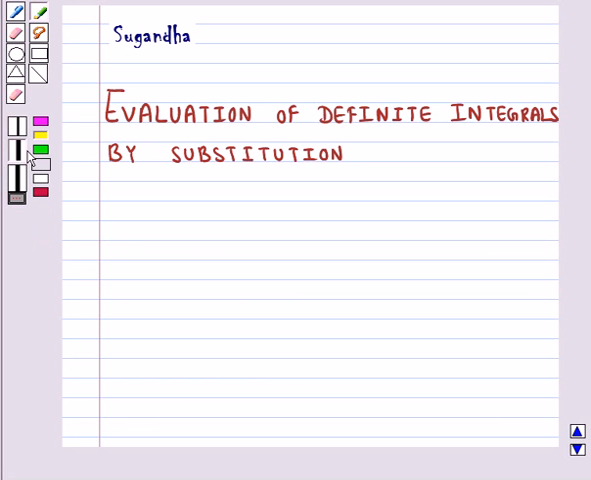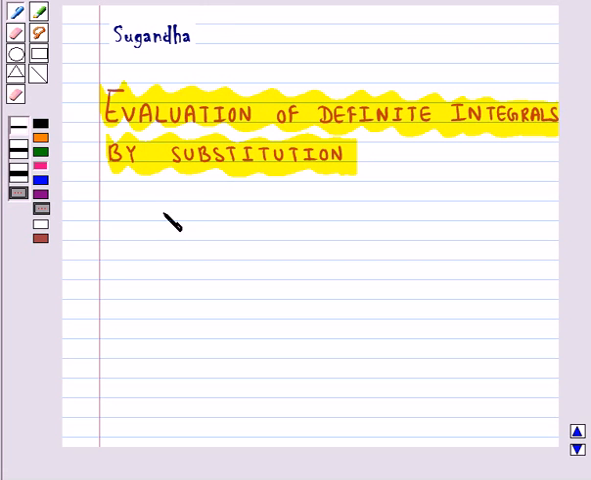In this session, we will discuss evaluation of definite integrals by substitution. We have a definite integral from a to b of f(x) dx. Now let's see the various steps involved in evaluating this definite integral by substitution.